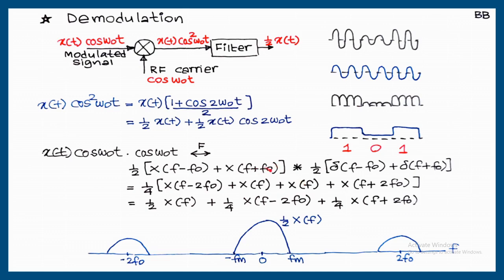X of f plus f naught convolution delta f plus f naught, answer is x of f plus f naught plus f naught. That is x of f plus 2 f naught. The constant should be multiplied, 1 by 2 into 1 by 2. It is 1 by 4 here. So this can be written finally as half x of f plus 1 by 4 x of f minus 2 f naught plus 1 by 4 x of f plus 2 f naught.